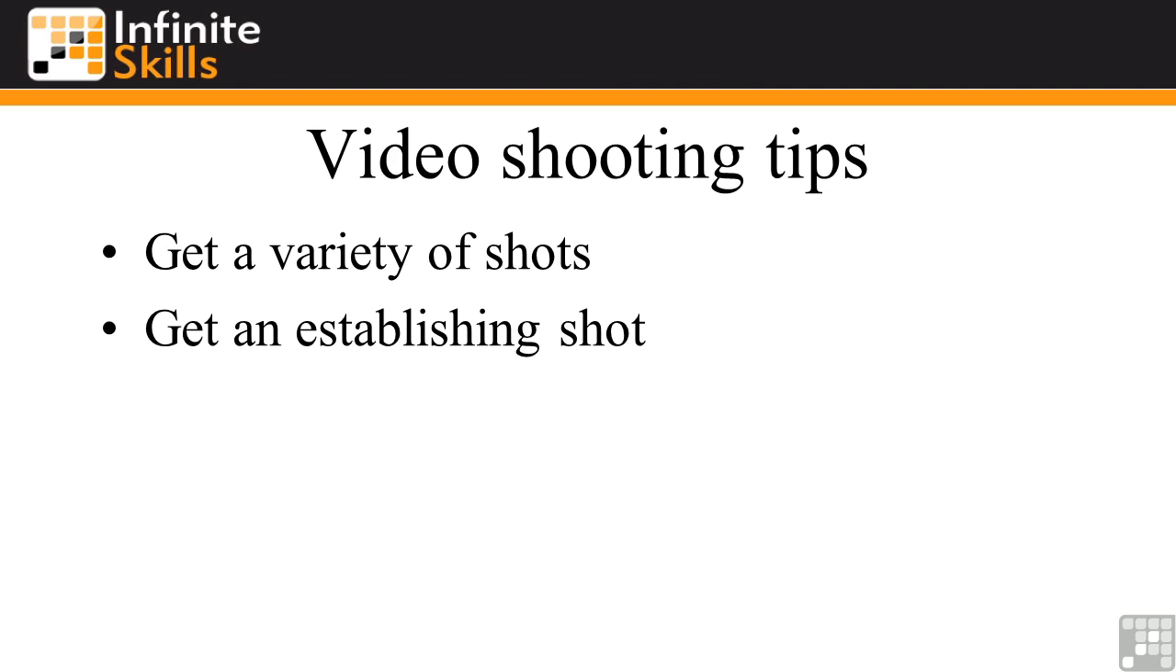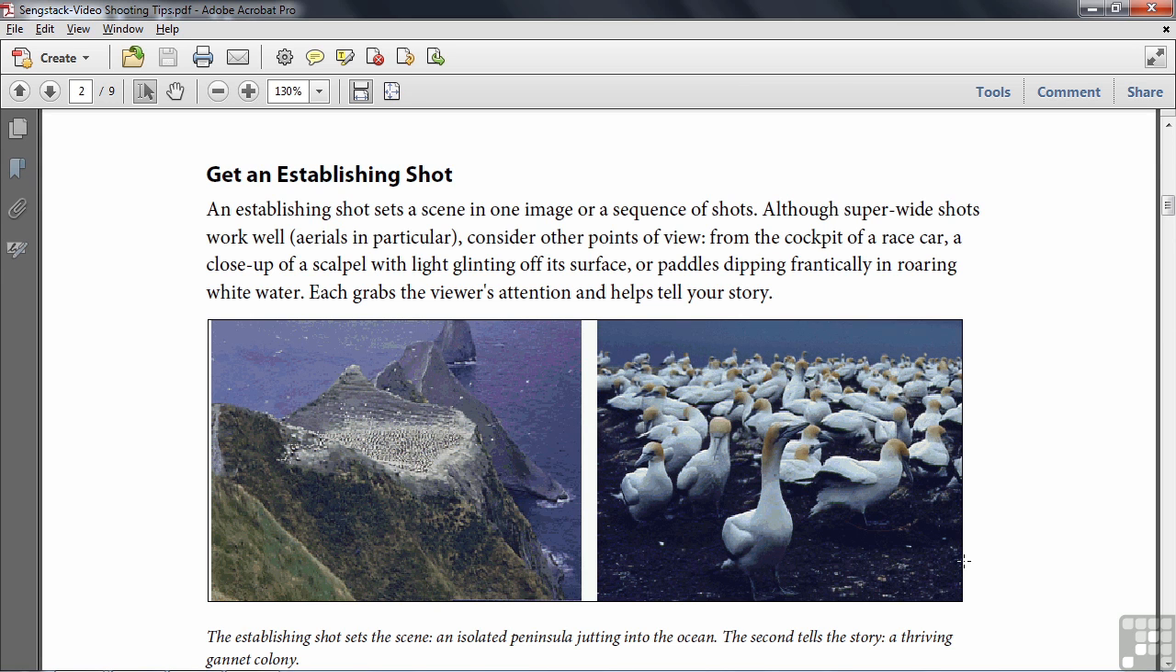Get an establishing shot. An establishing shot, or a sequence of shots, sets the story up. It says, what is this story about? So for example, here inside the PDF, I've got these two shots. The first one is the opening shot, and you might be kind of going, what is that? But the next shot says, this is what it is. It's this gannet colony. So you can see the first two shots set things up. Obviously, we're going to talk about these birds.